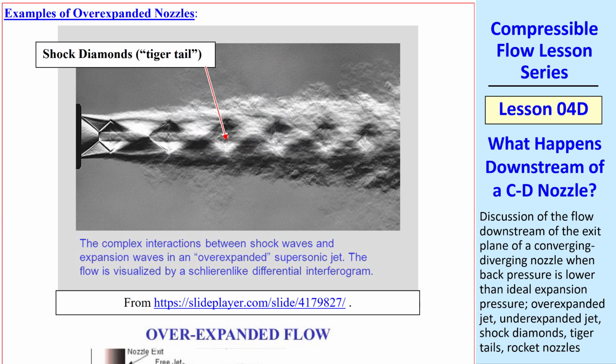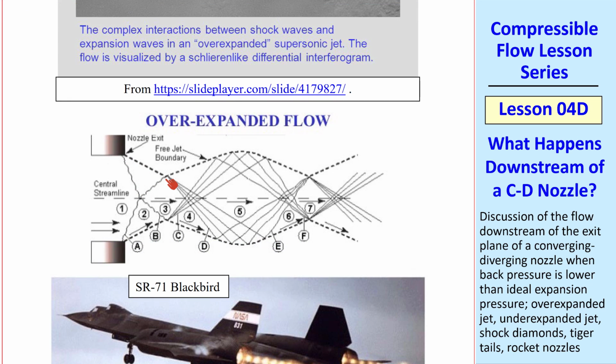I'll end by showing you lots of pictures. Here are shock diamonds, and you can see that they rapidly dissipate, with the flow eventually becoming subsonic. This is an overexpanded nozzle, as we discussed. Notice how the jet angles inward, and you see some shock waves here. This is an attempt to explain what's going on here, with expansion waves and compression waves and some shocks, etc.